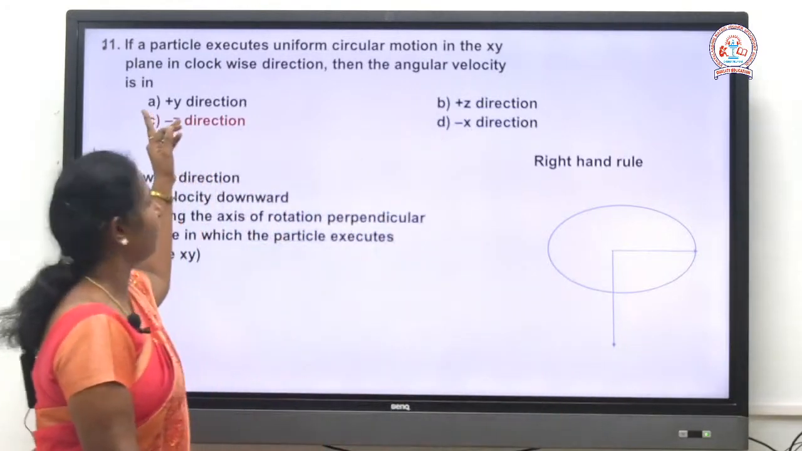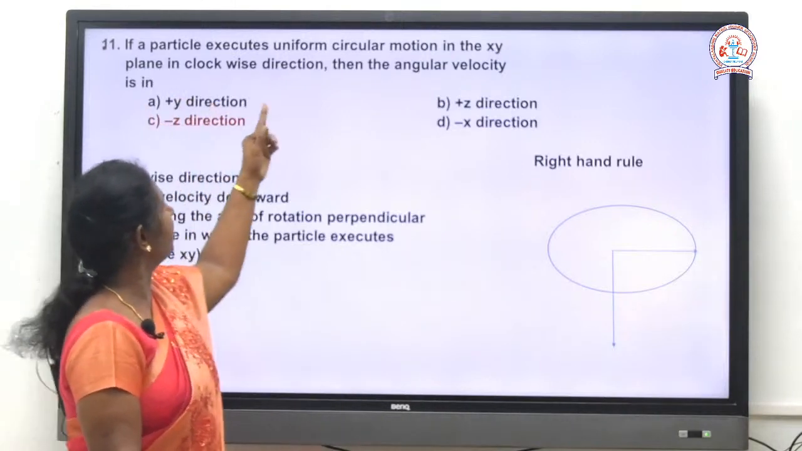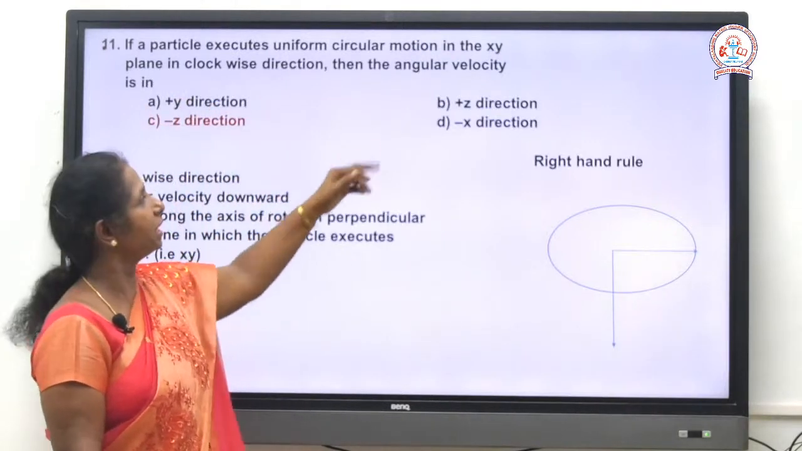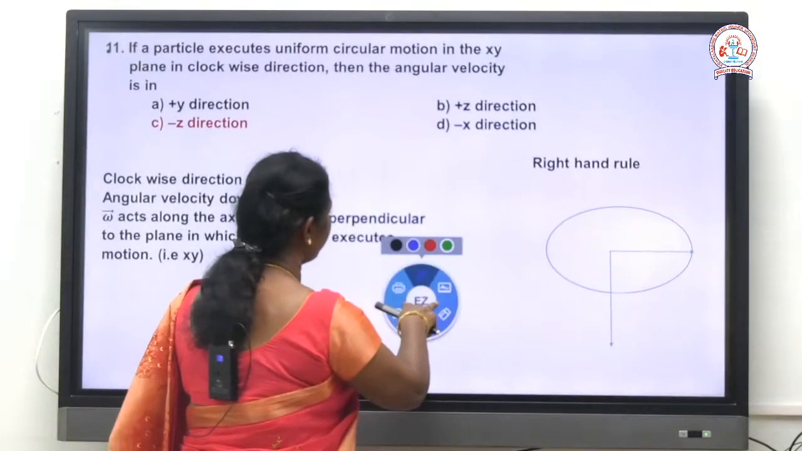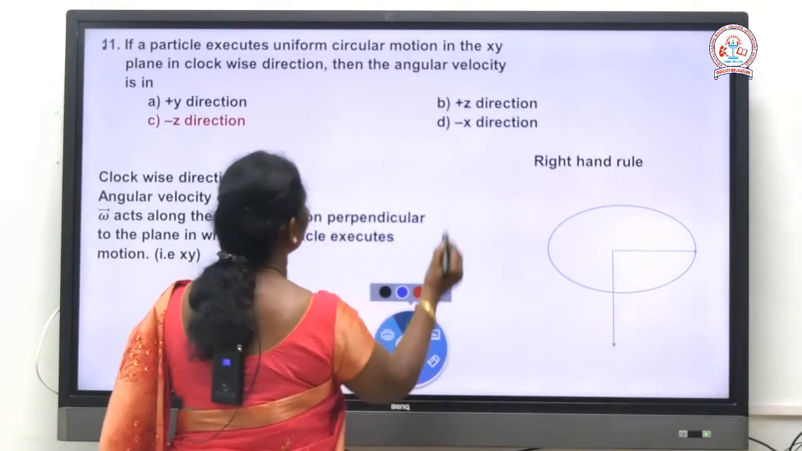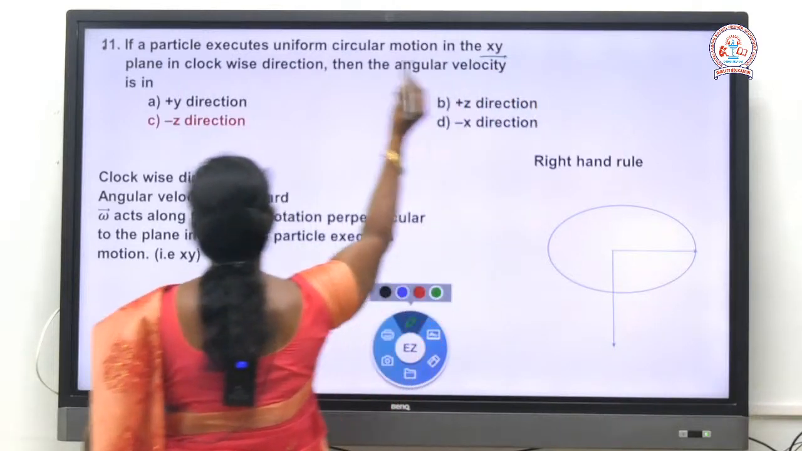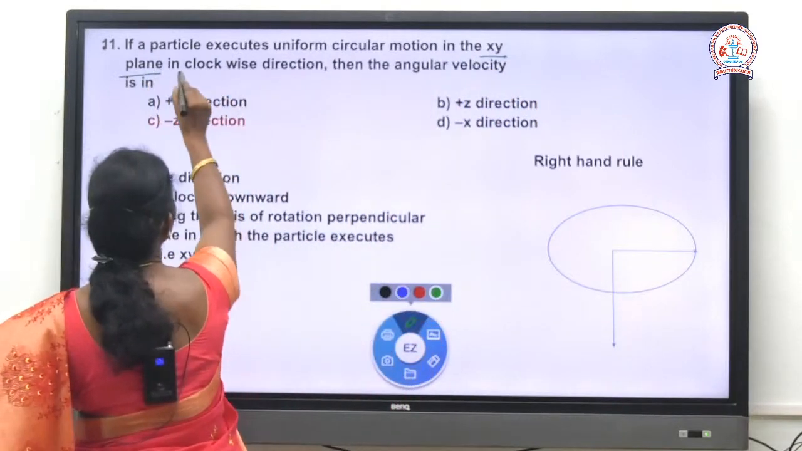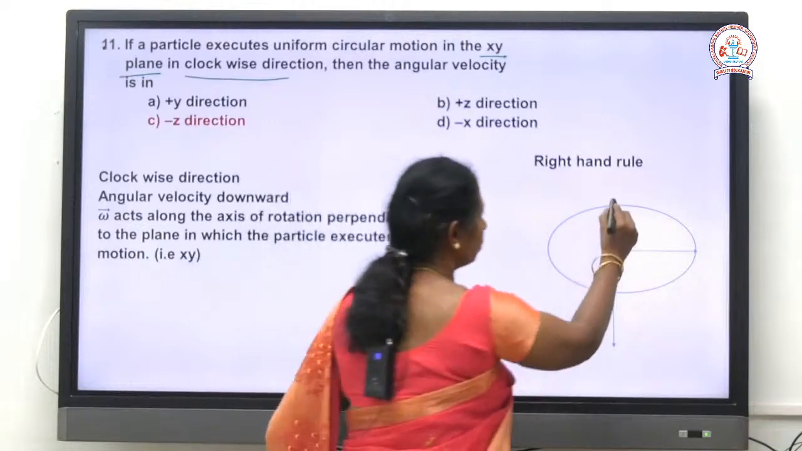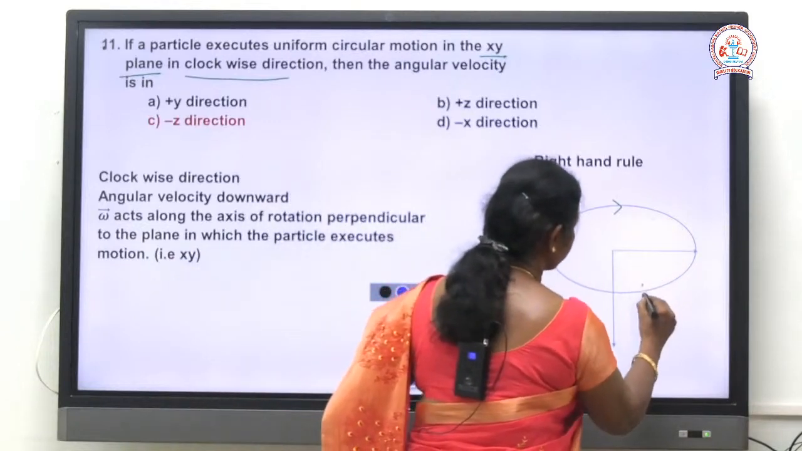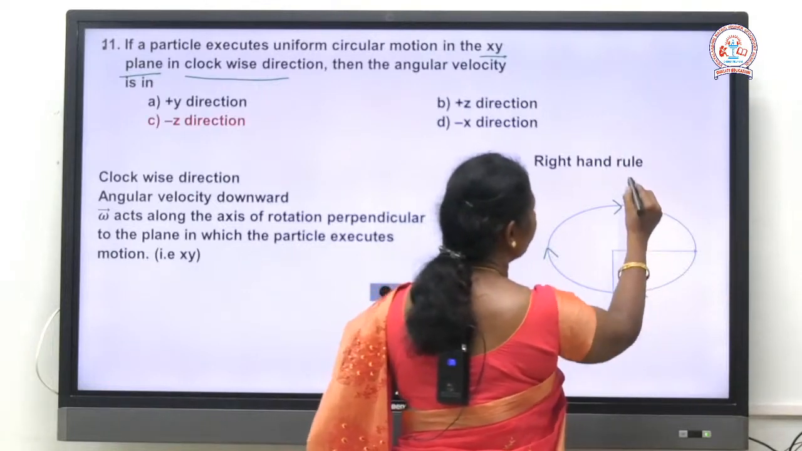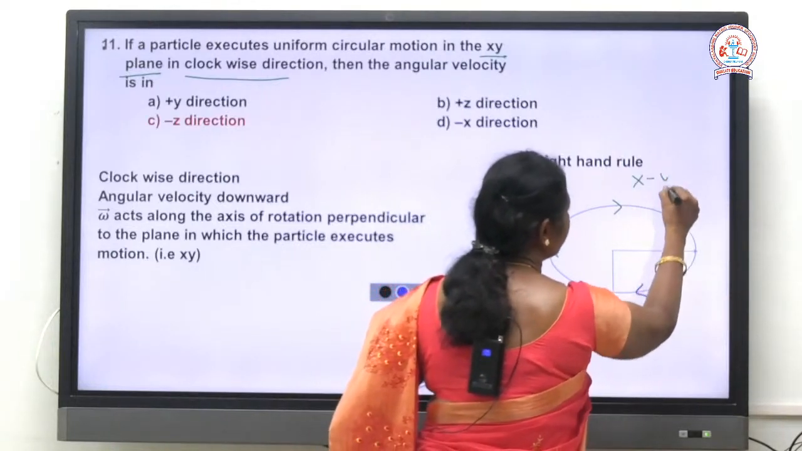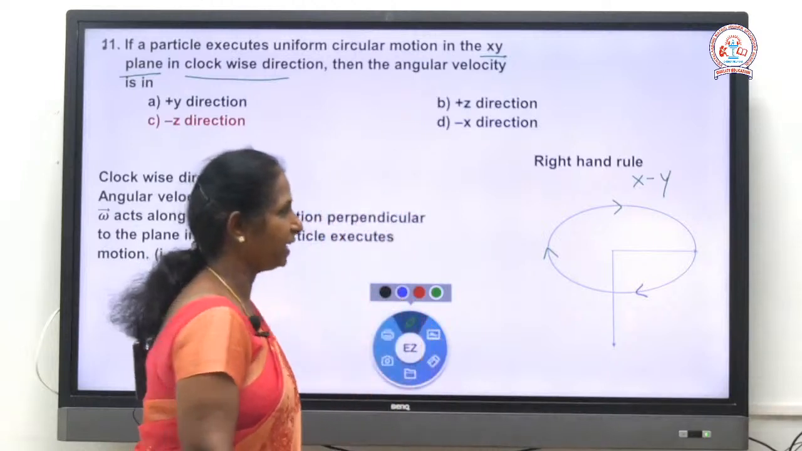Now, the 11th one, one mark. If a particle executes uniform circular motion in the xy plane, clockwise, you must remember what direction this is. So the plane is xy. In what direction? Clockwise direction. So this is the clockwise direction. What plane is it moving in? It is moving in the xy plane.